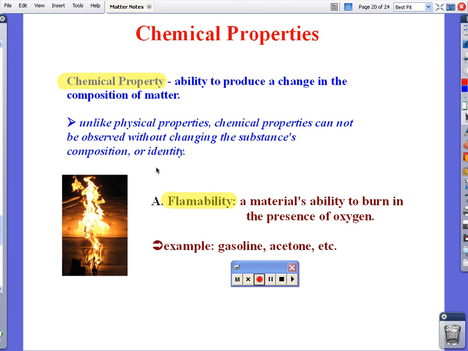Flammability, for instance, is a chemical property. Some things are flammable, some things are more flammable than others. Most things are flammable. It just depends on how much energy it requires. Gasoline, fingernail polish, wood, these things all have high flammability. They will easily catch on fire and easily burn. A human body is not very flammable. It will burn, but it takes a lot of energy to do so. So we rate that as a chemical property, as one is more flammable than the other.